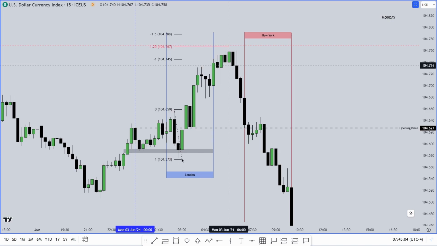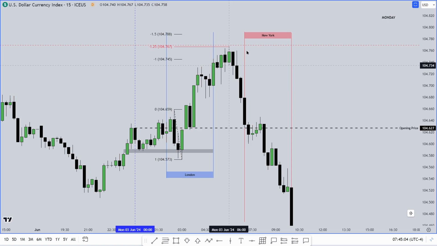If we take this swing low and this swing high and we project deviations higher, between 1.5 and 1 deviation we get 1.25, which is in close proximity to that equilibrium level, and it comes in at 104.767. The actual high of this candle comes in at 104.767.